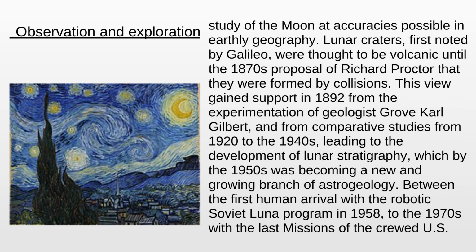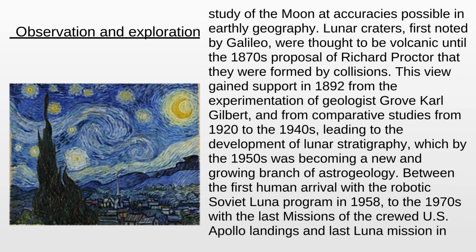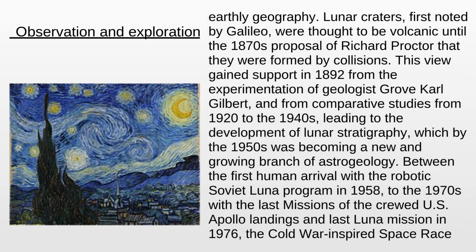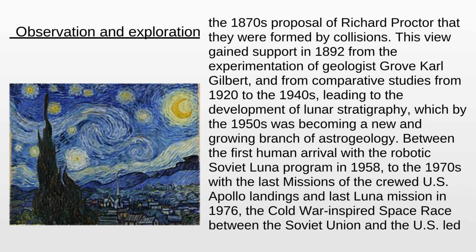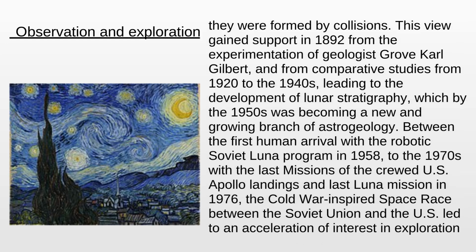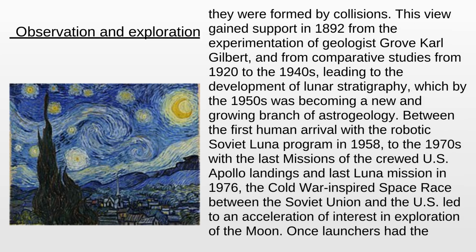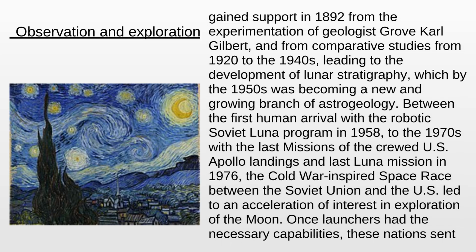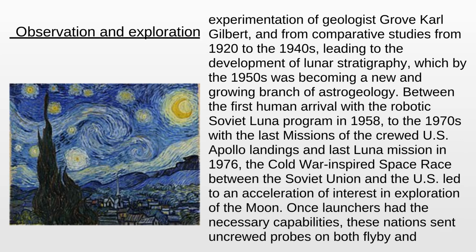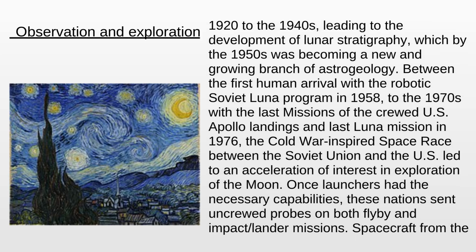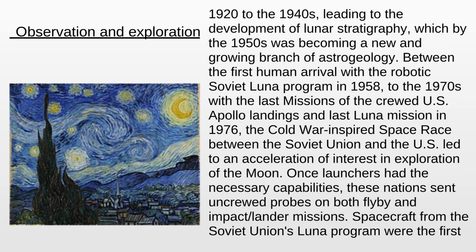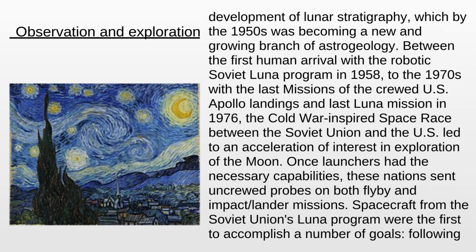Lunar craters, first noted by Galileo, were thought to be volcanic until the 1870s proposal of Richard Proctor that they were formed by collisions. This view gained support in 1892 from the experimentation of geologist Grove Karl Gilbert, and from comparative studies from 1920 to the 1940s, leading to the development of lunar stratigraphy, which by the 1950s was becoming a new and growing branch of astrogeology.